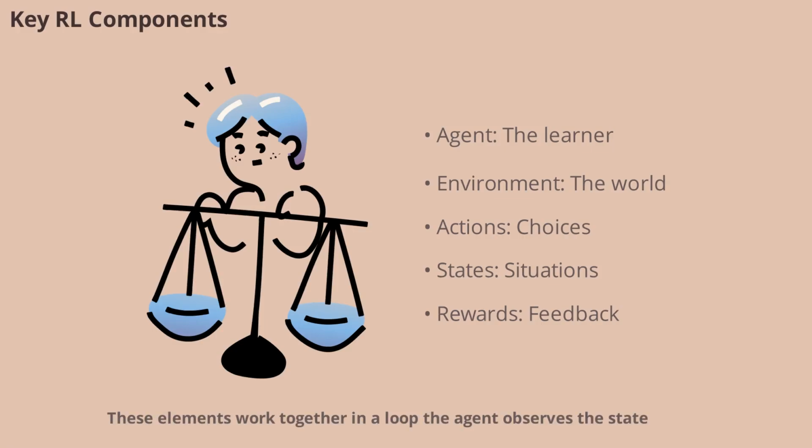These elements work together in a loop. The agent observes the state, takes an action, receives a reward, and moves to a new state. This cycle continues, allowing the agent to learn from experience.